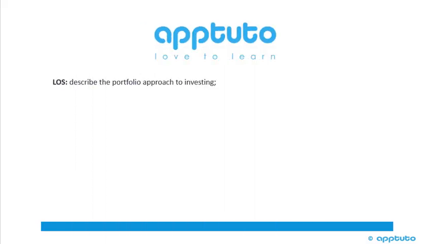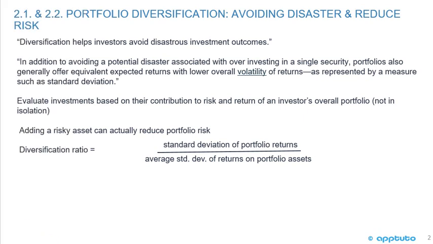This LOS is Describe the Portfolio Approach to Investing. Portfolio diversification, avoiding disaster and reduce risk. Diversification helps investors avoid disastrous investment outcomes.